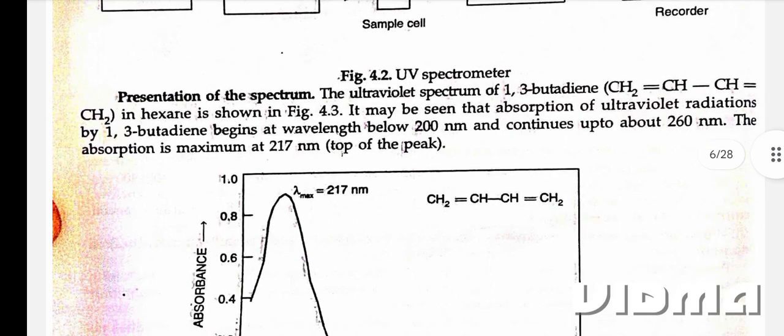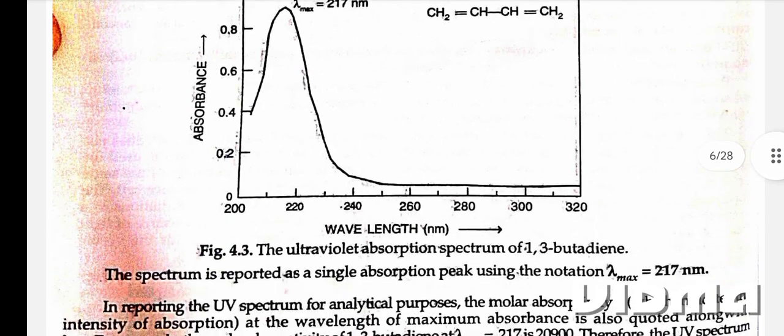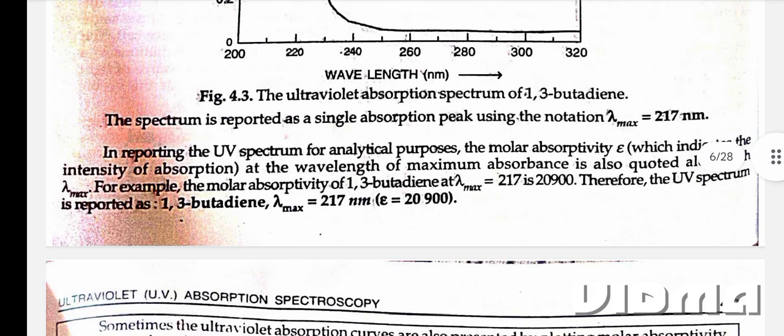The ultraviolet spectrum of 1,3-butadiene in hexane is shown in figure 4.3. It may be seen that absorption of ultraviolet radiations by 1,3-butadiene begins at wavelengths below 200 nanometers and continues up to about 260 nanometers. This is the figure. The spectrum is reported as a single absorption peak using the notation lambda max = 217 nanometers.